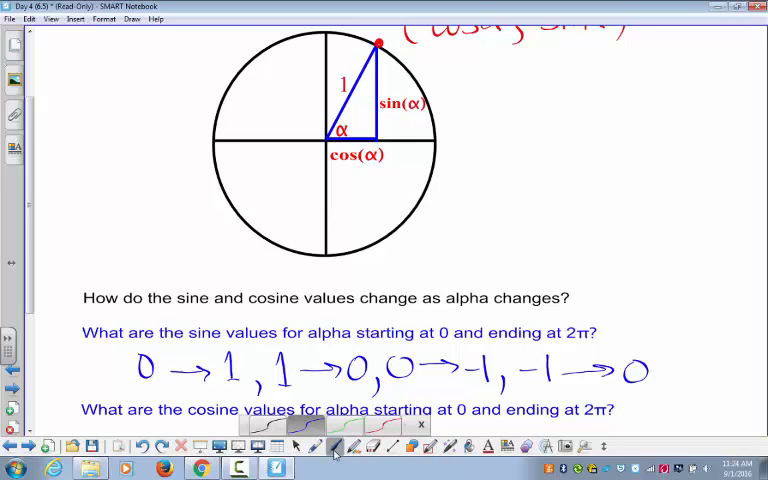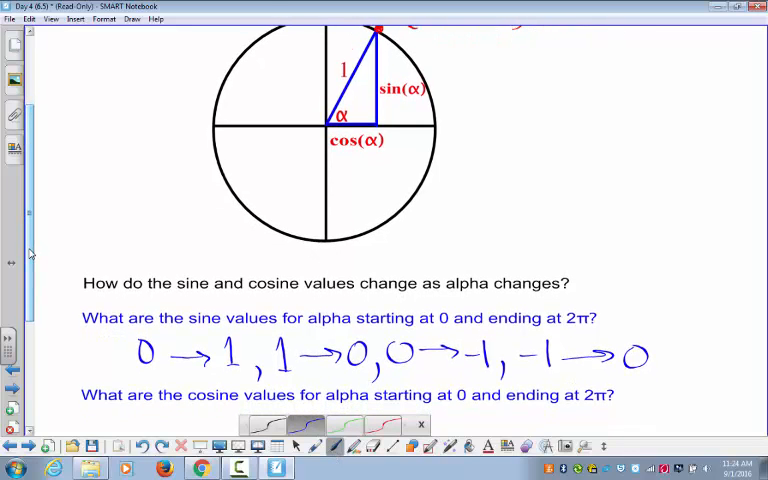So when we graph y equals sine x, x is representing the angle. So that will be 0, pi/4, pi/2, 3 pi/4, pi, all the way around. And the y values are going to have this pattern. Y values are going to start at 0, go up to 1, go down to 0, go down to -1, and back up to 0.